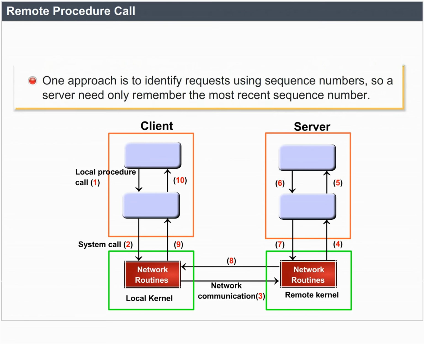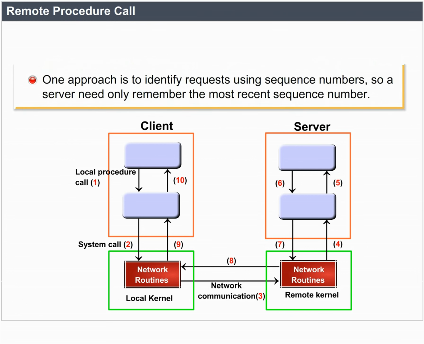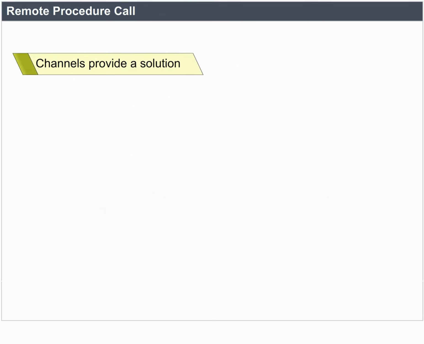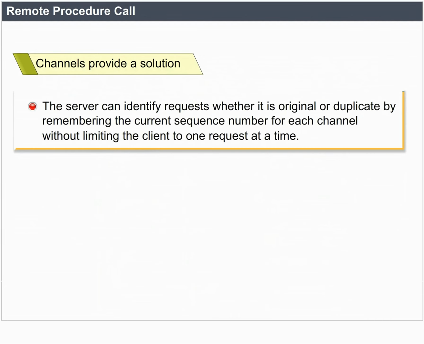One approach is to identify requests using sequence numbers, so a server need only remember the most recent sequence number. Unfortunately, this would limit an RPC to one outstanding request to a given server at a time, since one request must be completed before the request with the next sequence number can be transmitted. Channels provide a solution. The server could recognize duplicate requests by remembering the current sequence number for each channel without limiting the client to one request at a time.